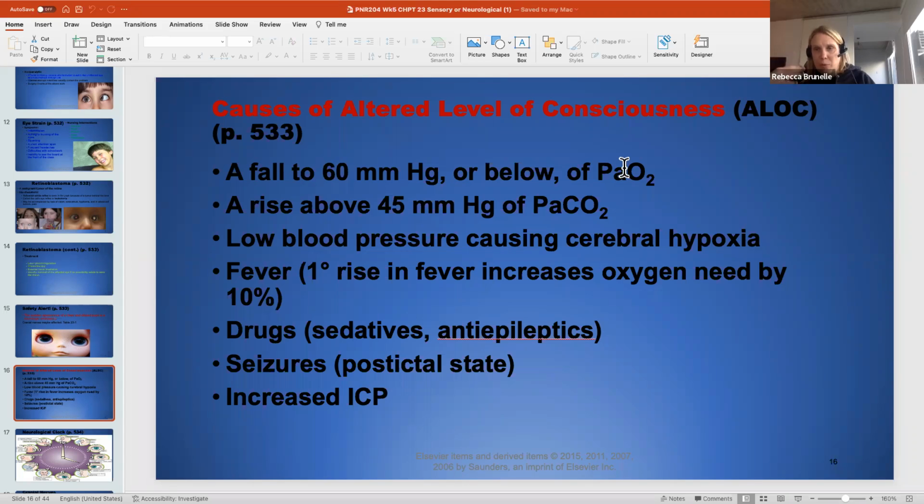This is getting to your respiratory system. If you're having a fall in your oxygen, you're not having good oxygenation, you're not breathing effectively. And the same is true if you're not able to exhale effectively, your CO2 is going to go up. So both of these can cause an altered level of consciousness. So can low blood pressure or a fever, or taking specific drugs like sedatives or anti-epileptics. A seizure is very common. When you have a seizure, you have what's called a post-ictal state, where you're really sleepy as you're coming out of the seizure. Increased intracranial pressure can also cause it.